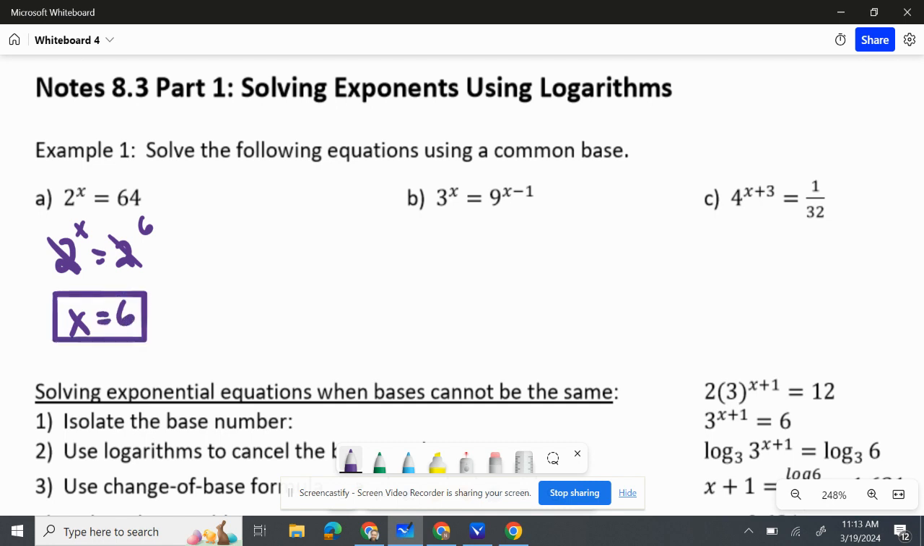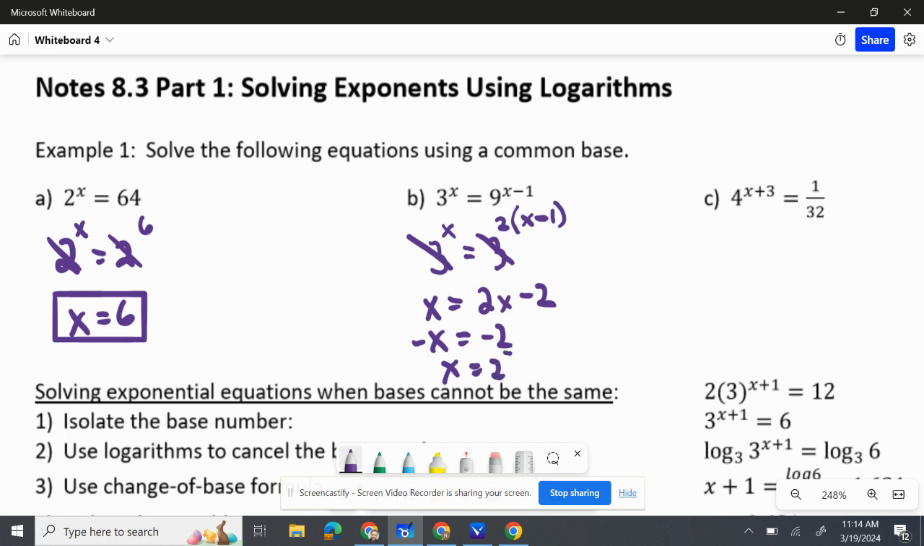Notice that in order to solve it exponentially, what we need is a common base. In the same way with the next one, our common base is 3. So that's 3 to the x, and 3 squared is 9. Then we put the x minus 1 in parentheses. The 3's cancel, and we get x is equal to, I'm going to distribute, 2x minus 2. I'm going to move over the 2x, so I get negative x is equal to negative 2, and x is equal to 2.